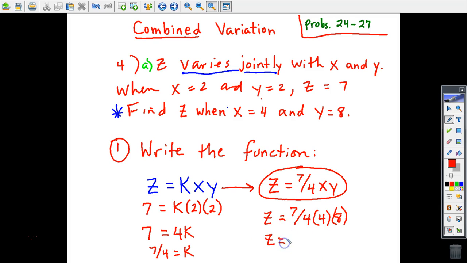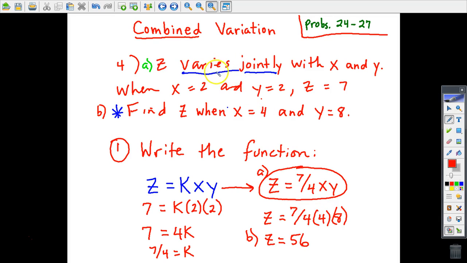Okay, just doing a little math here, we just multiply left to right. If you multiply these first two numbers together, 7/4 times 4 is just 7. And then 7 times 8 is 56. So that would be my answer, part B. All right, A is give me the function. B, again, use the function for given values for x and y.